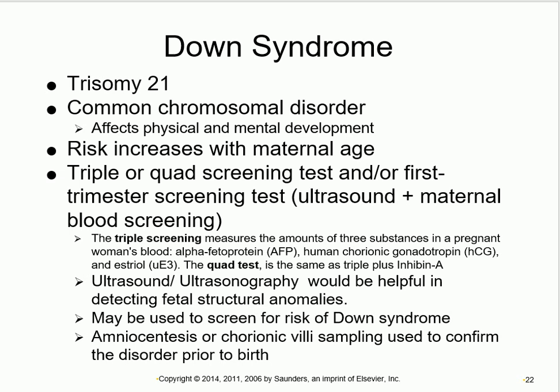Yes. So the only time you would do an amniocentesis is if the maternal blood screening came back abnormal? Yes, because this is the easy one. Or if you have a very high chance, like she's 50, just do it. You have to do it anyway.